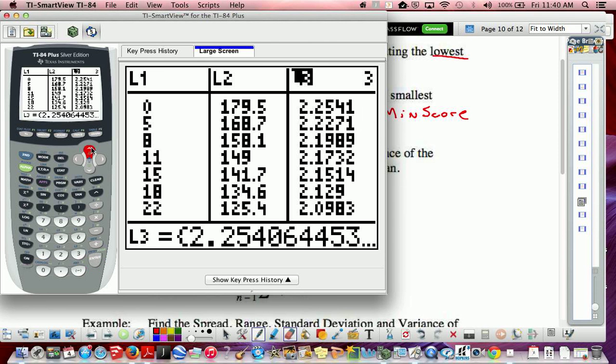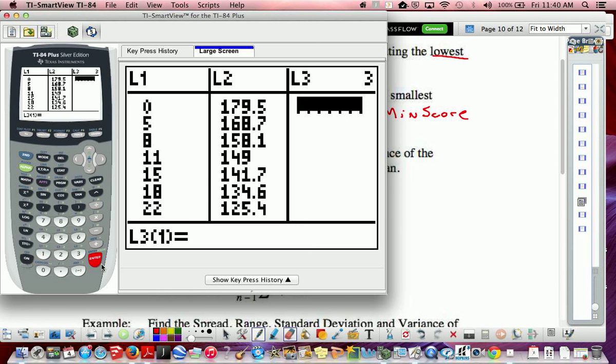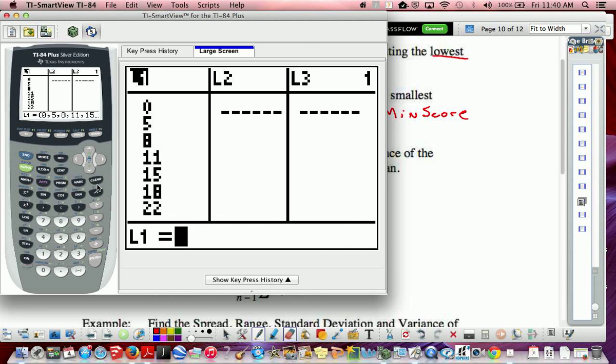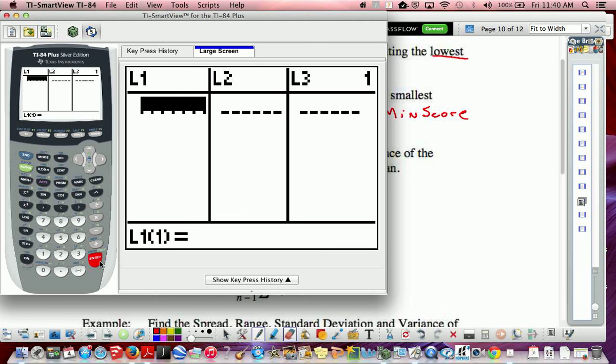Use your arrow, highlight the list, and hit clear. Do not hit delete. Hit clear. If you hit delete, you remove L3, and then you're like, oh, where'd my L3 go? Or where'd my L1 go? And then we have to reset your editor, which isn't the end of the world, but I can guarantee you at least 10 of you sometime this term will come up to me and ask me, where'd my list 1 go? I can't get my list 1 back.